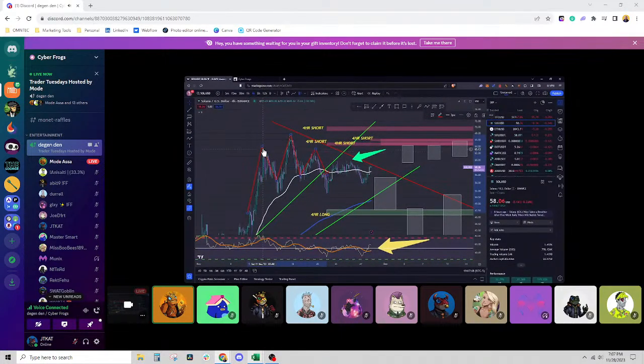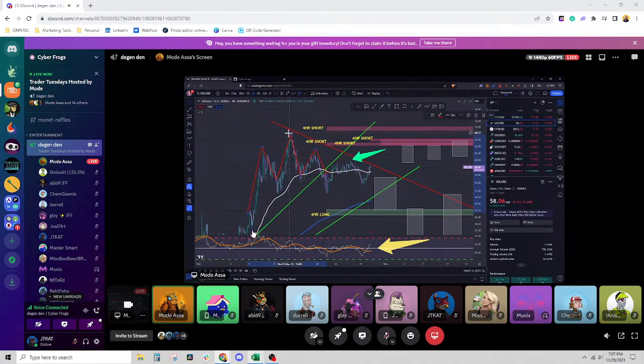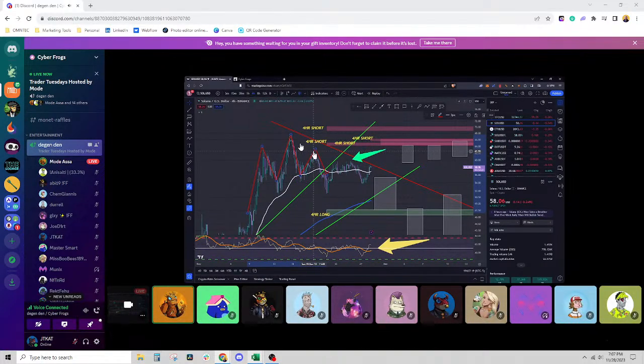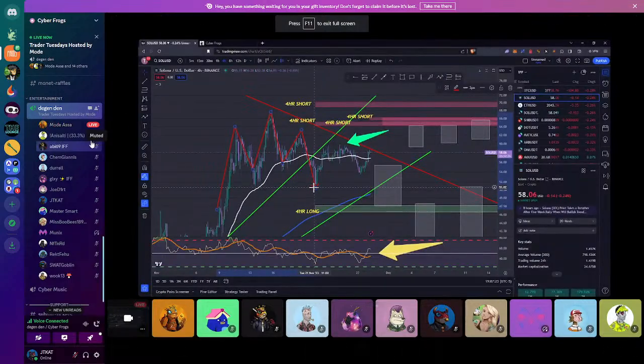So we have our high, we have our low, we have a higher high, we have a higher low, but now we have a lower high. Now we have a lower low. At this point, we have our break of our trend, and we have a retest.